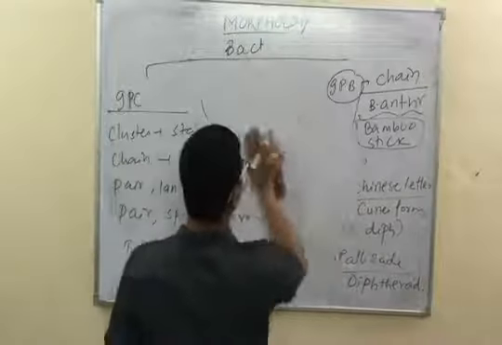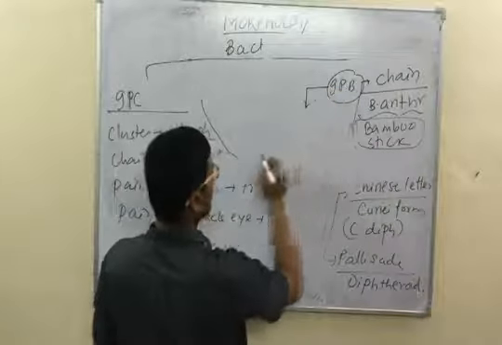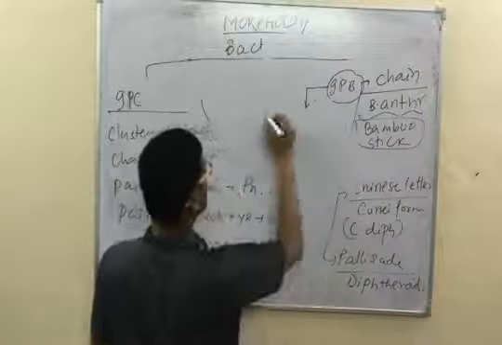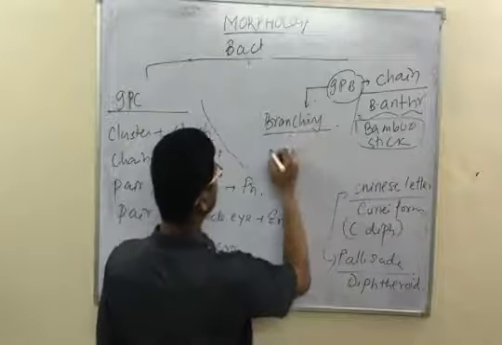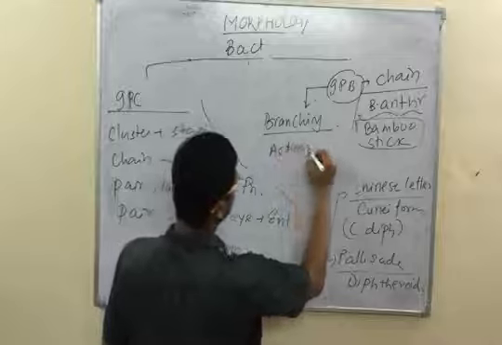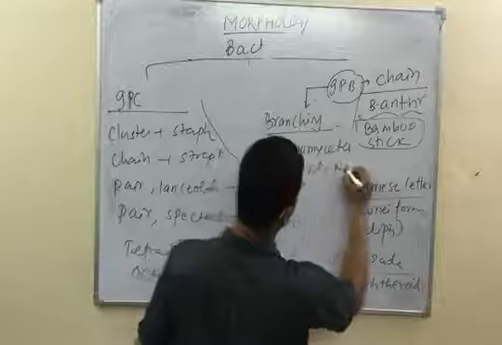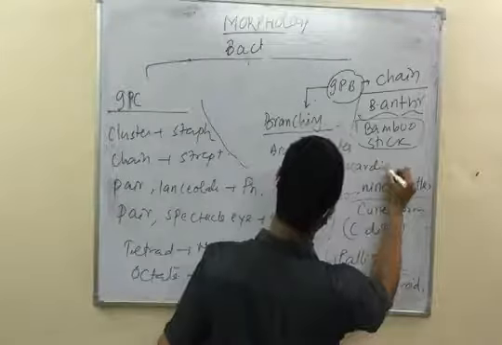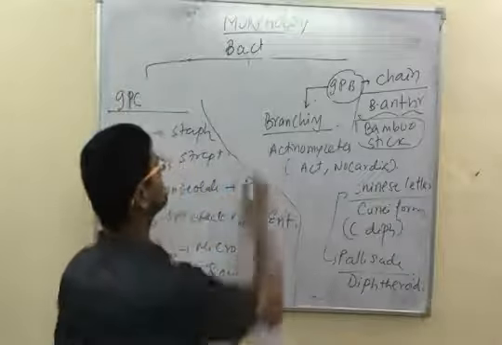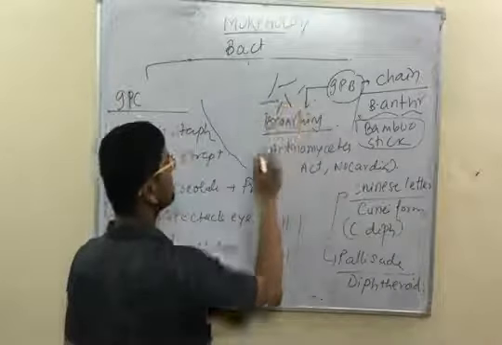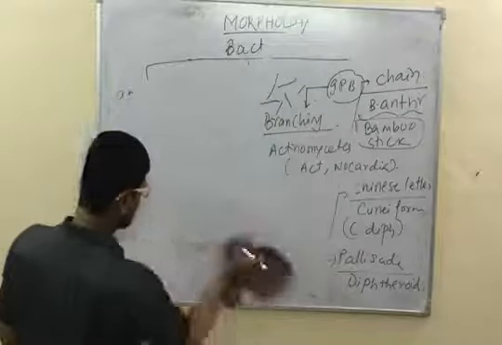Okay, gram-positive bacilli can be arranged in branching pattern. Branching filamentous gram-positive bacilli, examples are actinomycetes, which includes Actinomyces and Nocardia. Actinomyces and Nocardia are under actinomycetes, which are arranged in branching gram-positive bacilli. Okay, so these are the various arrangements of gram-positive bacilli.